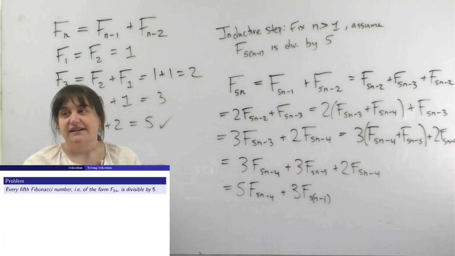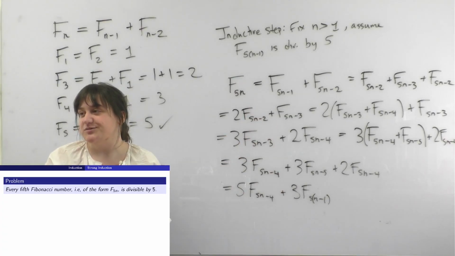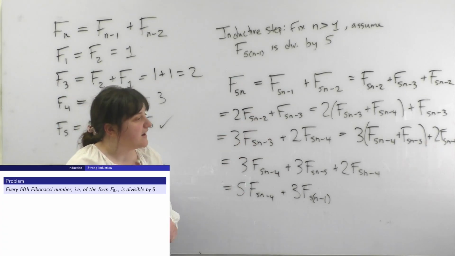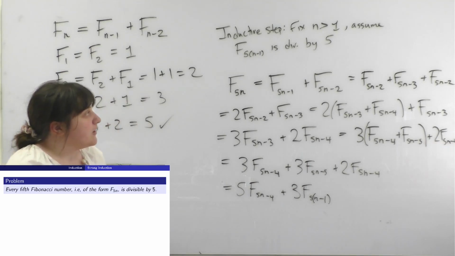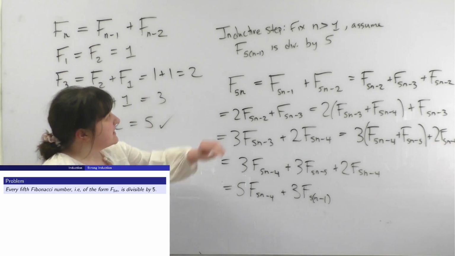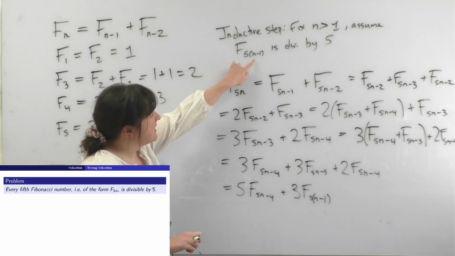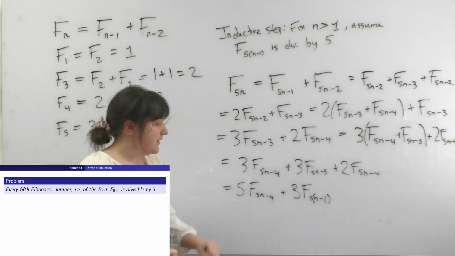So now, again, remembering induction from Corey's section a while back, how does this work? My inductive hypothesis says F5 times n minus 1 is divisible by 5.